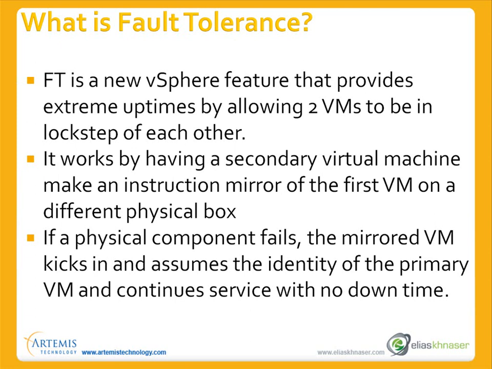If that ESX host that's hosting the primary fails completely, the secondary virtual machine will automatically assume its personality from a host name perspective, from an IP perspective, from the entire stack's perspective, and you won't even lose a ping. And we're going to show you that in the demonstration. And it will continue to service the users and the applications with no interruption whatsoever.